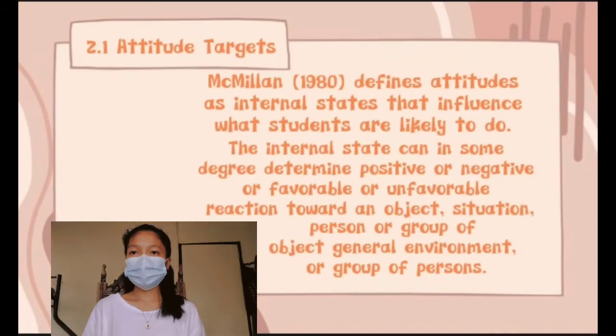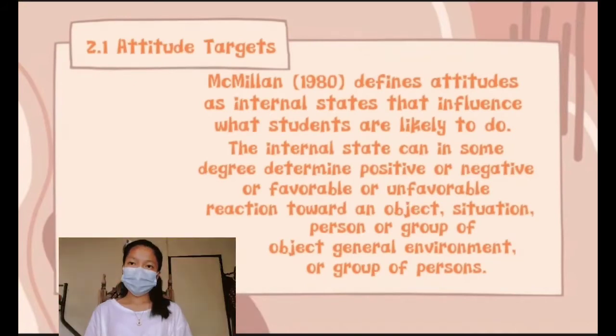2.1 Attitude Targets. Macmillan, 1980, defines attitudes as internal states that influence what students are likely to do. The internal state can, to some degree, determine a positive or negative, favorable or unfavorable reaction toward an object, situation, person or group of objects, general environment, or group of persons. It does not refer to behaviors, what a student knows, right or wrong in a moral or ethical sense, or characteristics such as race, age, or socioeconomic status in a learning institution.